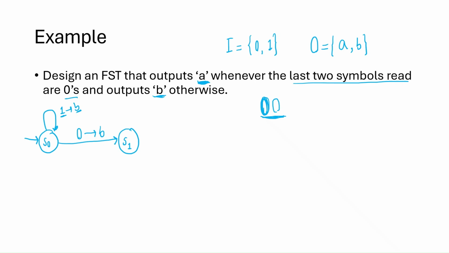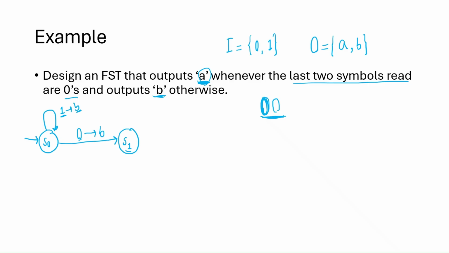Remember, the only case that our machine outputs an A is if the last two symbols are zeros. But here we only have one 0 and we haven't seen the second one. So now we are at S1. Now the transitions from S0 are complete because the input is either a 1 or a 0, and we have covered both of them. Now to finish this up, we need to talk about the transitions when we are at S1. What happens when we are at S1 and we read a 0 versus what happens when we are at S1 and we read a 1.